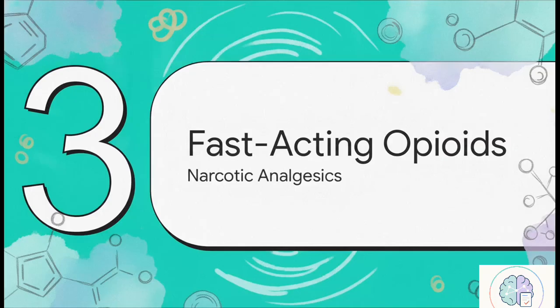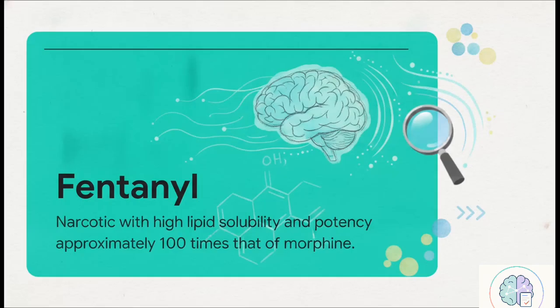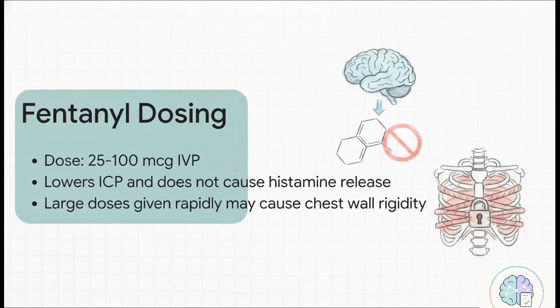Let's shift gears to Section 3, fast-acting opioids. We'll kick this off with fentanyl, or Sublimaze. This is a highly lipid-soluble narcotic with a staggering potency. To put it in perspective, it's approximately 100 times more potent than morphine. The standard dose is 25 to 100 micrograms via IV push.